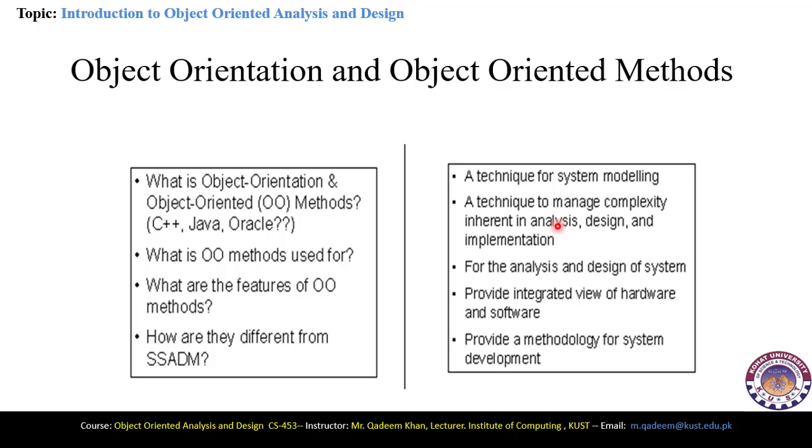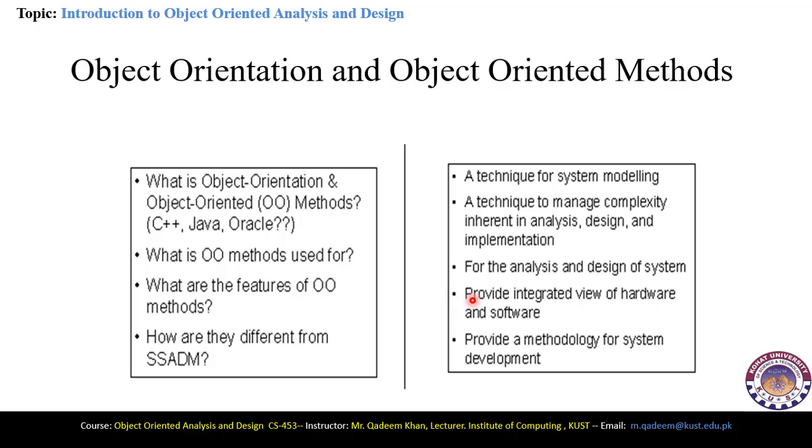So object-oriented systems enable us to divide a problem into multiple objects, and then each and every object has a special sort of data members and member functions, and that is defined by the analysis, design, and implementation of the system. Now, what are the object-oriented methods used for? Basically, the object-oriented methods are used for analysis and design of the systems.